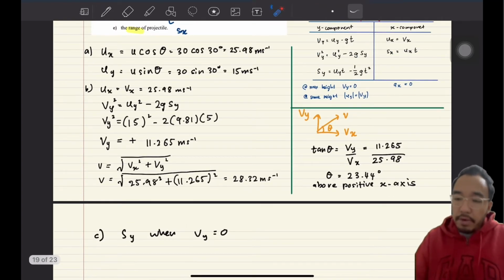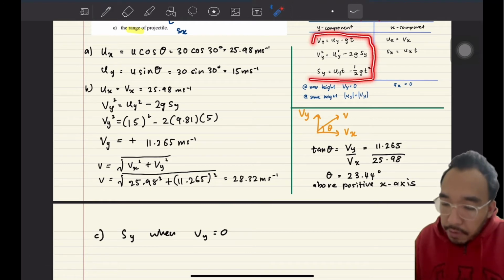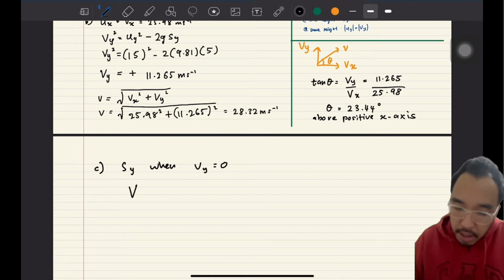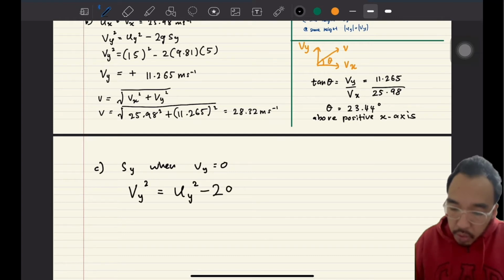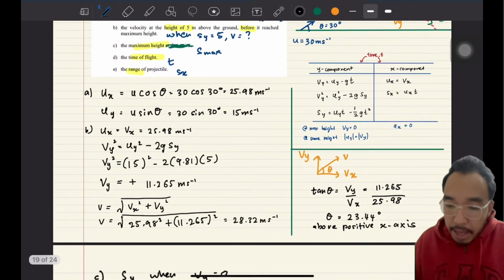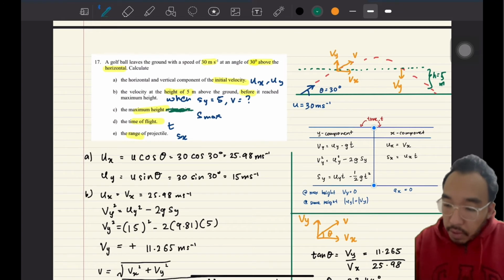So you have these three equations. If you want to find the Sy, but you need to assume that Vy equals 0, you can use this one as well. Just write down the formula: Vy square equals Uy square minus 2gSy. You want to find the maximum height, which is Sy. So your Vy square will be equal to 0 because that is the maximum point. Sorry, at maximum height, your Vy equals 0.